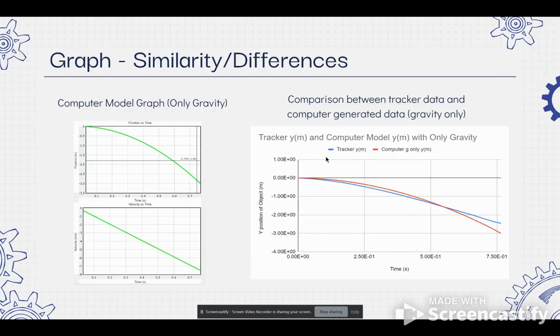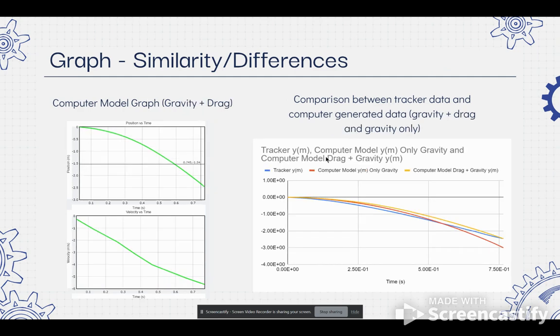And here are some graphs and the similarities and differences. This is the computer graph of only gravity compared to the tracker model. As you can see, there's some slight deviation, and the y position actually goes much lower during this time interval. However, when drag is taken into consideration, which is indicated by the yellow line on the graph, the model ends up in a very similar location in terms of y, and it matches the tracker model much more than the model with only gravity.